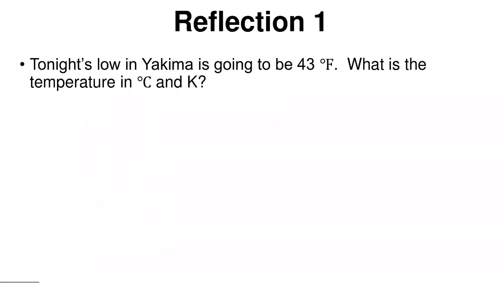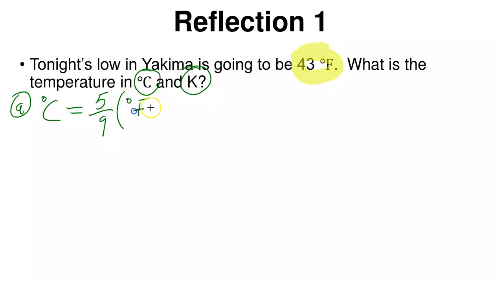Let's get to it. Tonight's low in Yakima is going to be 43 degrees Fahrenheit. What is the temperature in Celsius and in Kelvin? We're going to use one stone to kill 2 birds. The first one we start with is that we have a temperature given in Fahrenheit, and we're looking for it in Celsius. So we're going to use the appropriate formula. The formulas have been given to you. The right formula to use here is the Celsius temperature equals 5/9 bracket, degrees Fahrenheit minus 32.